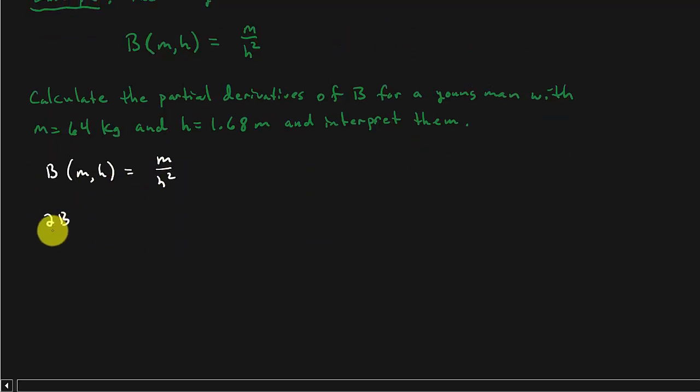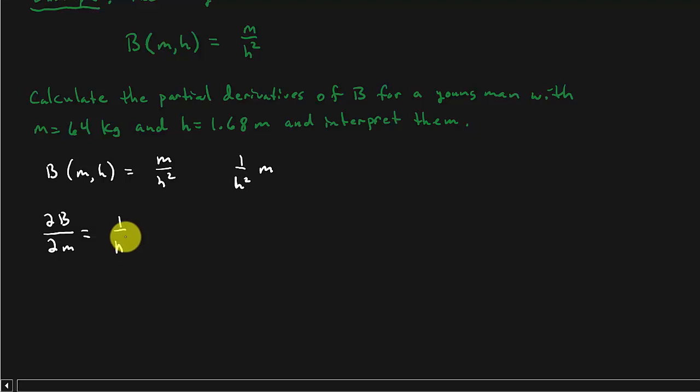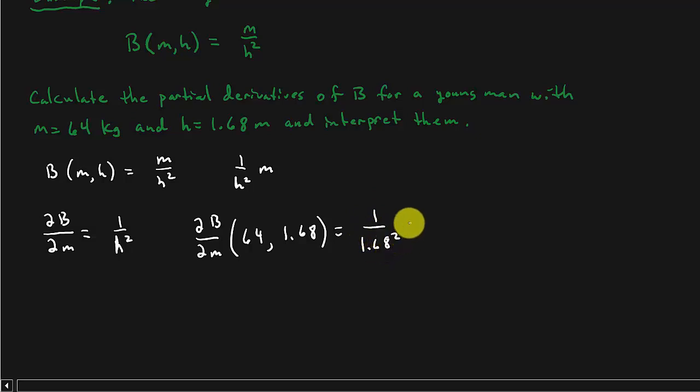Now let's take the partial of B with respect to M. If you look at this, remember that's the same thing as 1 over H squared times M. Remember, H is our constant, and we're treating M like a variable, treating H like a constant. So this is just 1 over H squared. And now we want to calculate this at the point 64, 1.68. If we plug that in, that's 1 over 1.68 squared, which gives us about 0.35 kilograms per meter squared per kilogram.